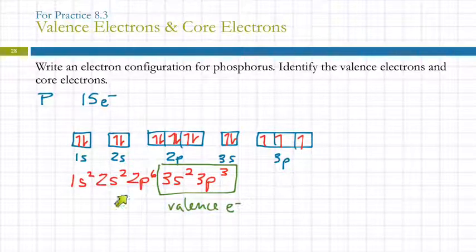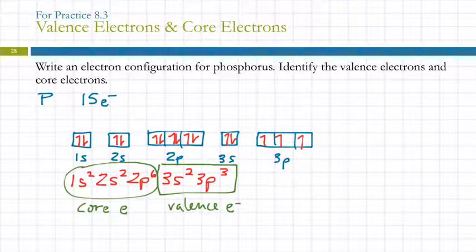All of these other electrons are the core electrons. So these are core electrons. How many valence electrons are there? 5. 2 plus 3 is 5. What group is phosphorus in? Group 5A. And how many core electrons are there? 10. Any questions?